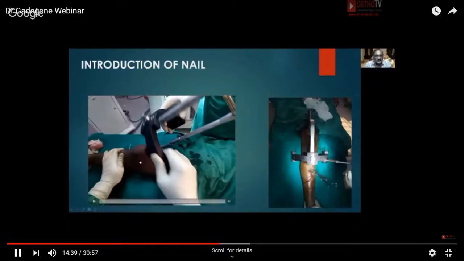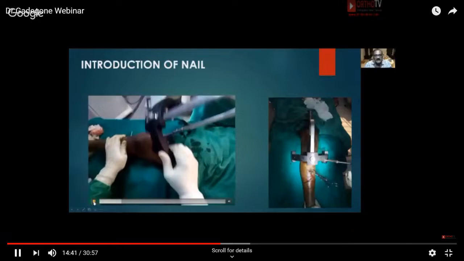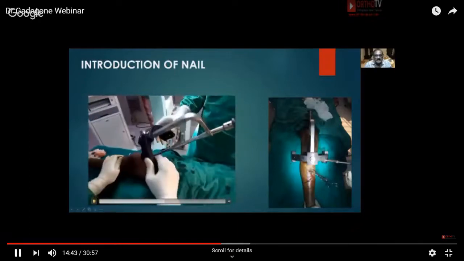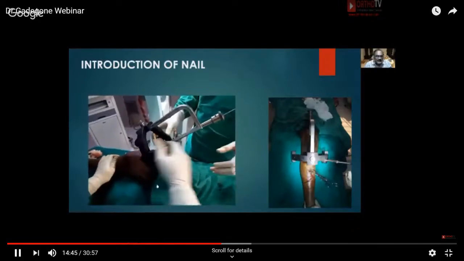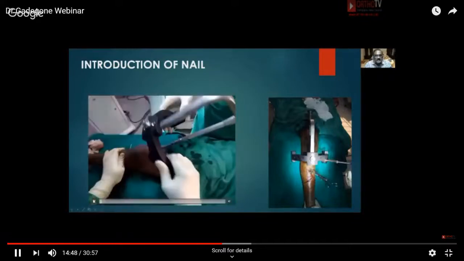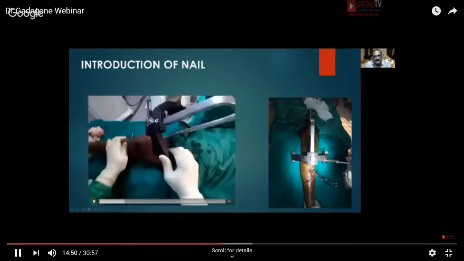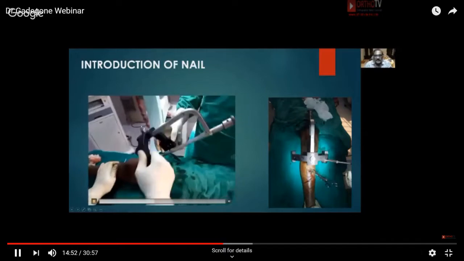So now this is the introduction of the nail. After reaming, you have to glide the nail. It's not necessary to hammer, because otherwise small proximal fragment splintering may occur.